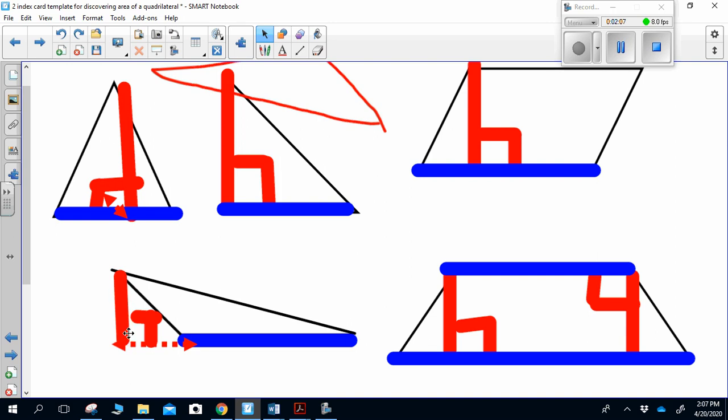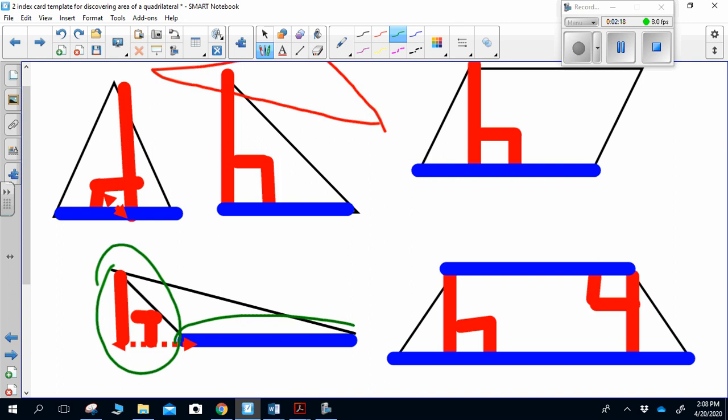So I have my height out here. So once again, I'm always looking for that right angle. And when I think about this obtuse triangle and I look at it, this is the height right here, but this is the base. This distance here, indicated with the dotted line, that just is connecting the base and the height, but it is not part of the measurement.